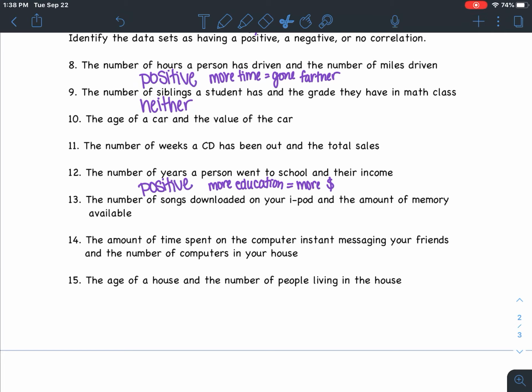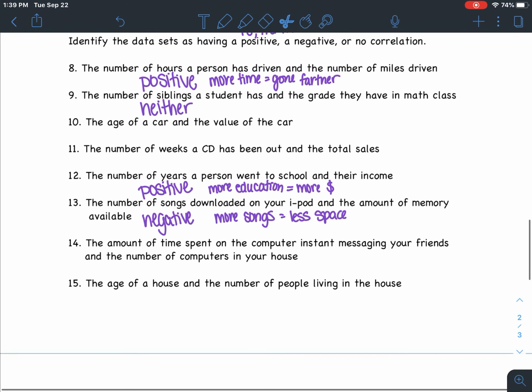And then the next one, the number of songs downloaded on your iPod and the amount of memory available. So before iPhones, you had iPods and it stored all of your music. And then the iPods had a certain amount of memory on them. So this worksheet's pretty old. The more songs you have, the less space you have. So this is a negative correlation. Just like on your phone, maybe if your phone doesn't have a ton of room and you were thinking about pictures and videos, the more pictures and videos you have on your phone, the less space or memory that's available left on your phone.